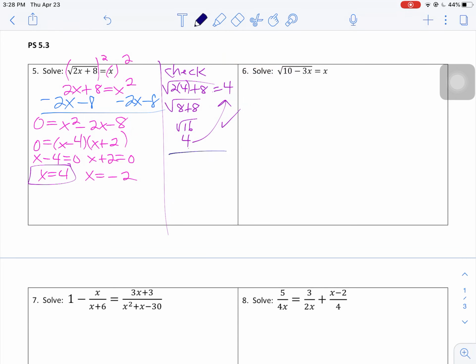How about the other one? How about negative 2? So 2 times negative 2 plus 8 equals negative 2. Under the square root there, negative 4 plus 8, which is square root 4, which is 2. 2 does not equal negative 2. So that does not work. I have to throw out that second answer because it's an extraneous solution. Number 6 is left for you to try out.